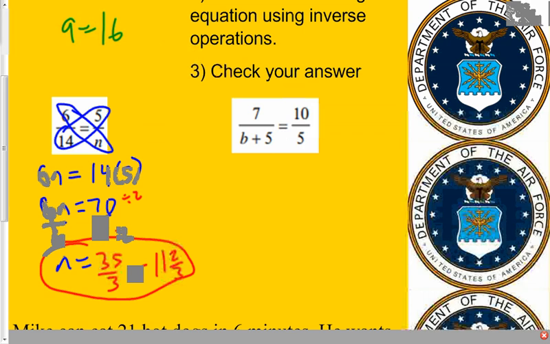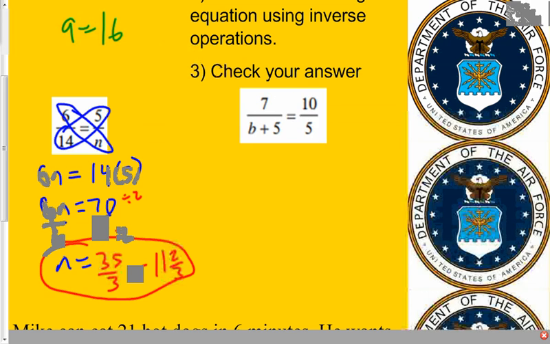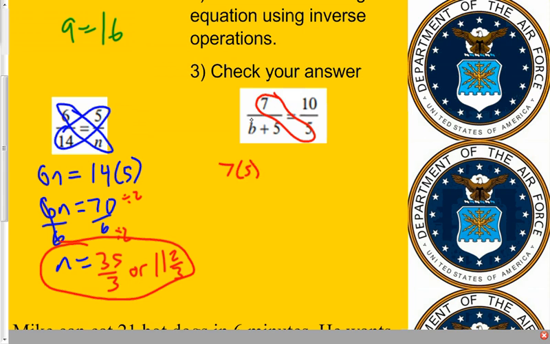Let's take our proportion and do cross products. Now this one's going to be easy, 7 times 5. This other one, b plus 5 times 10. The way we're going to write that is, I'm going to put the 10 in front, and I'll show you why. The b plus 5 is one whole number, so I have to put that together. I have to use parentheses there.